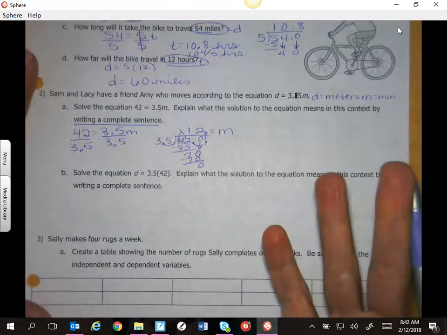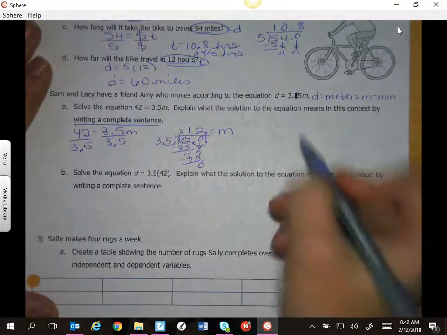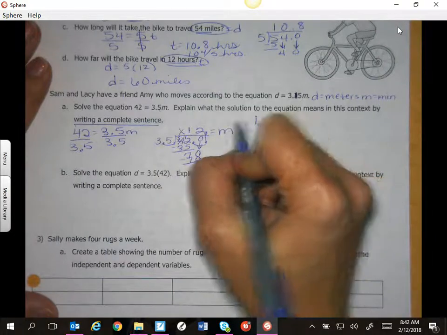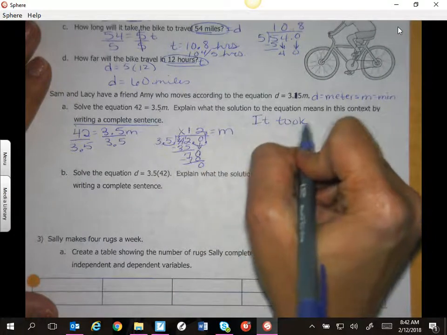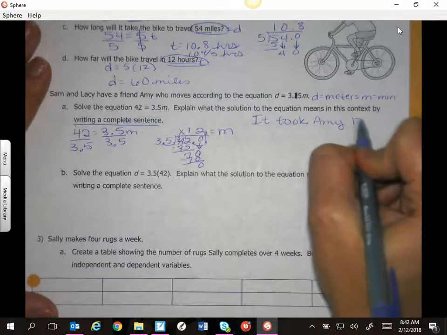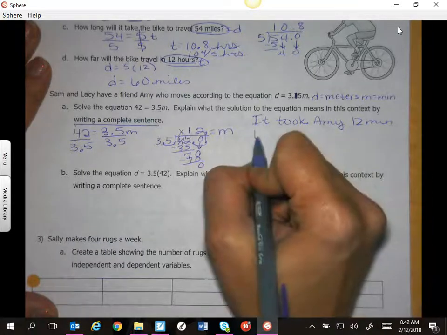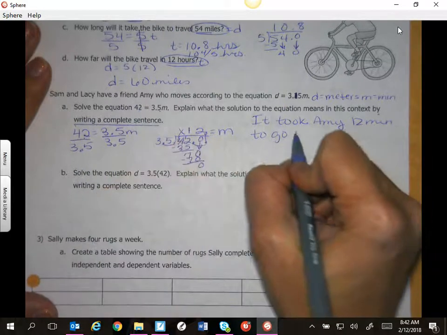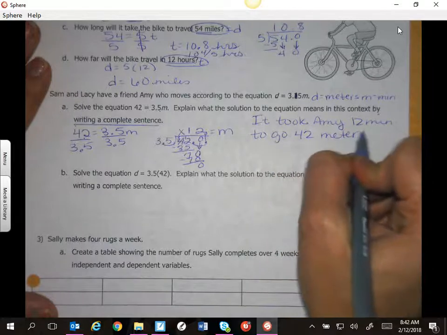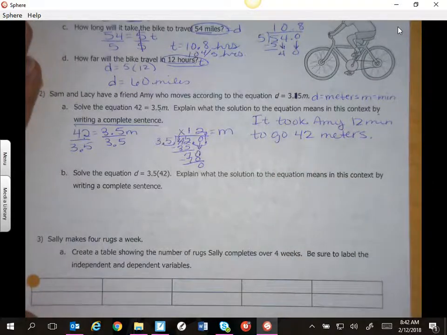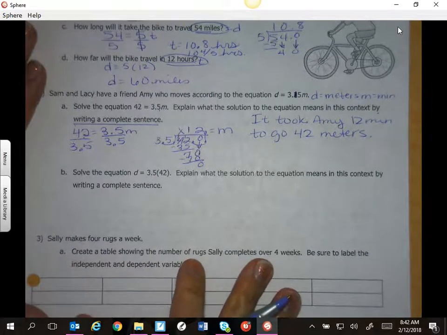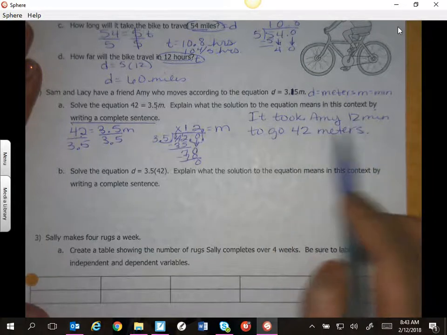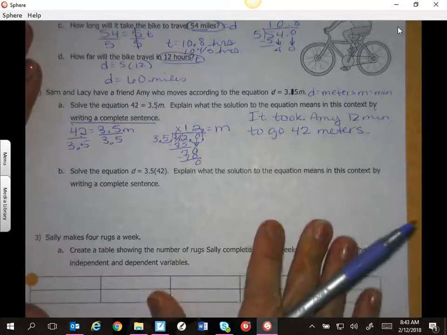So how do we write a sentence representing this information? We can say m was minutes, so it took Amy 12 minutes to go, and then they gave us D was 42 meters. So make sure that you are using appropriate labels. Now, because you didn't know D was meters, if you put miles or distance, that's fine.